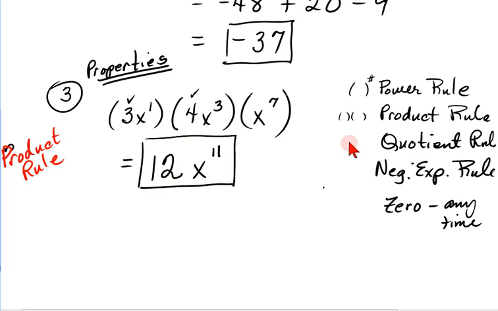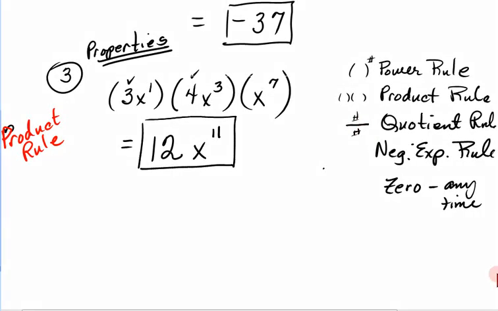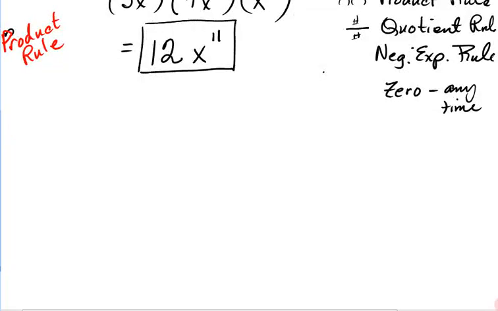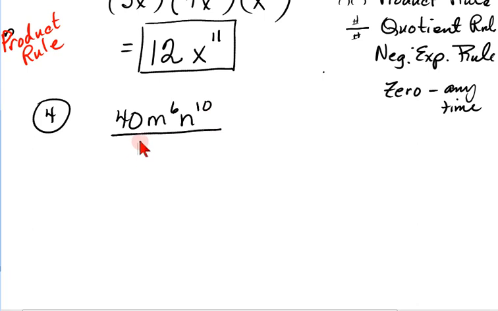By the way, the quotient rule is going to have something up here and something down here. And you know what the negative exponent rule looks like. There'll be a negative exponent. All right, let's look at number 4. I need to simplify 40 m to the 6th n to the 10th over 8 m to the 5th n to the 8th.